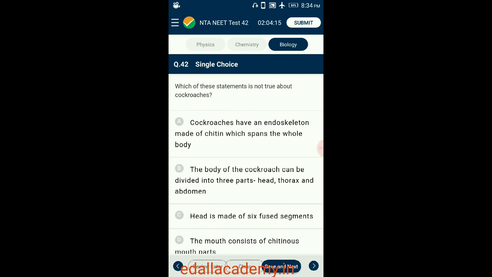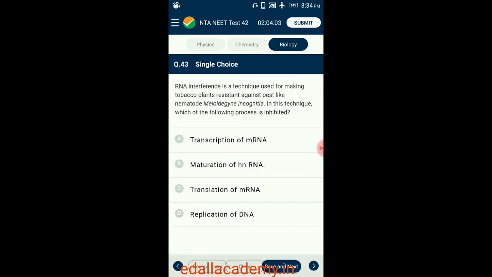So the answer for this question is option A. Cockroaches have an exoskeleton made up of chitin which spans the whole body. So the correct option is A. Question number 43.